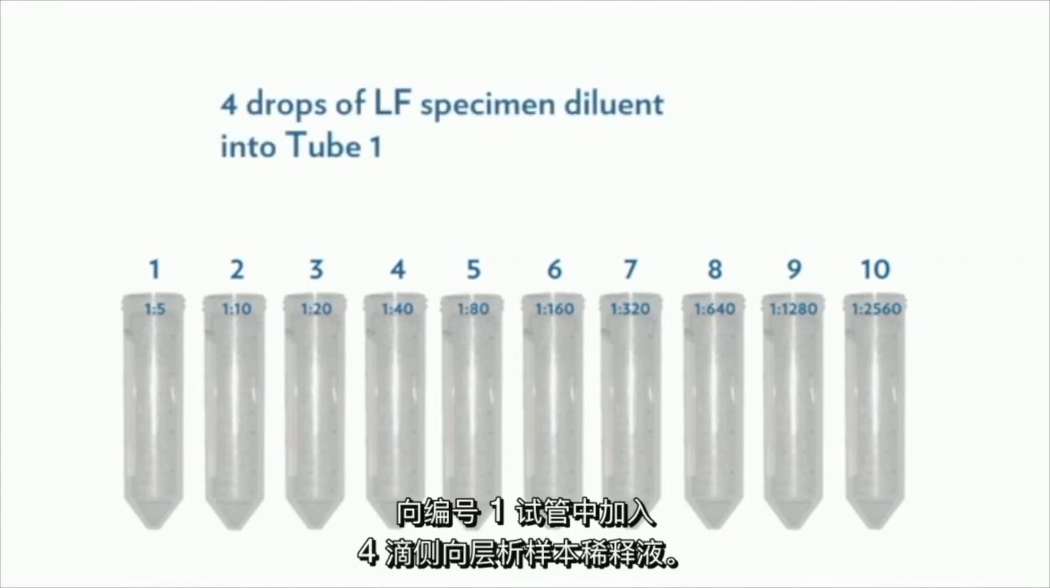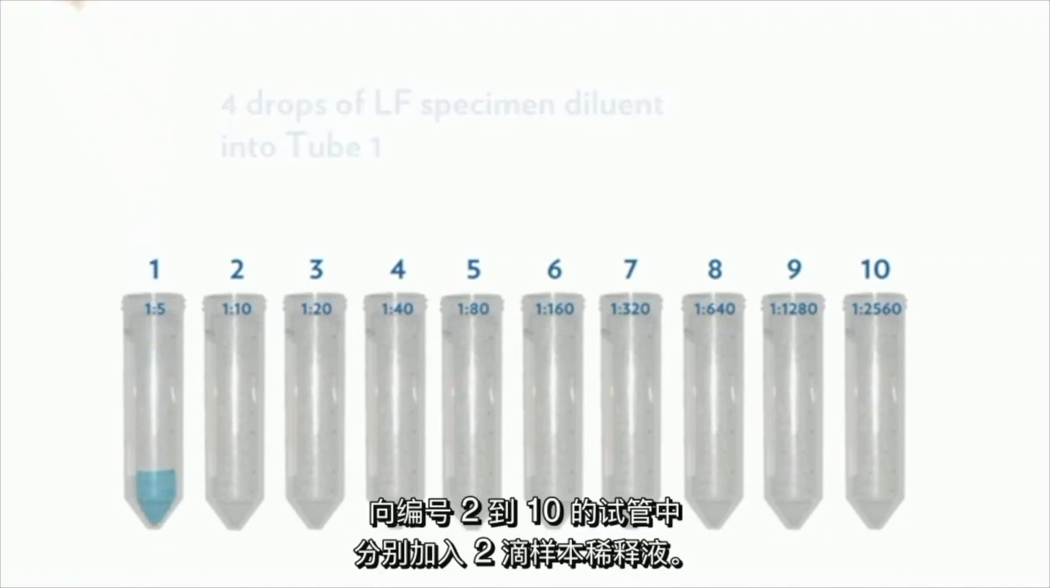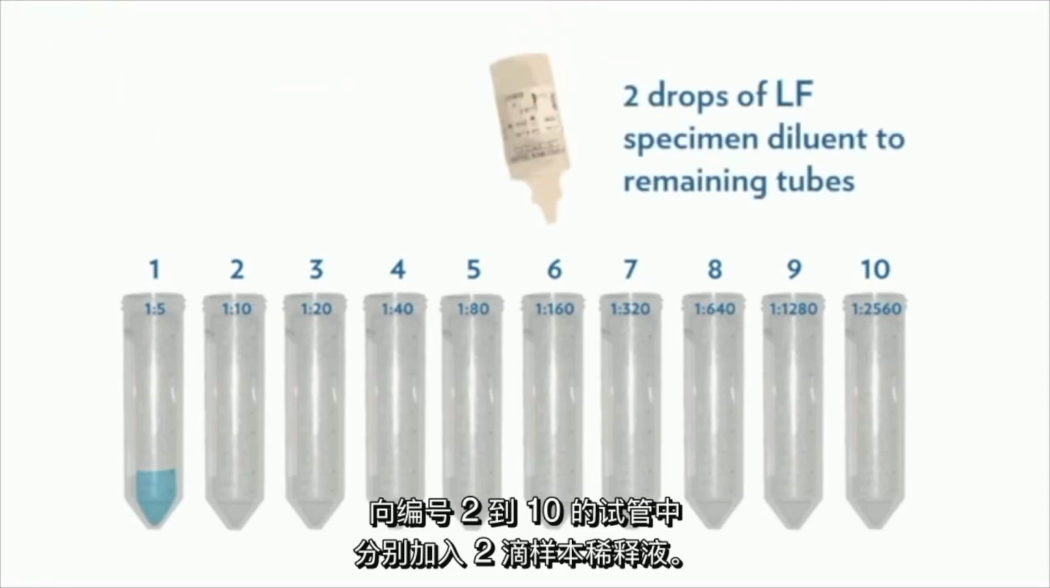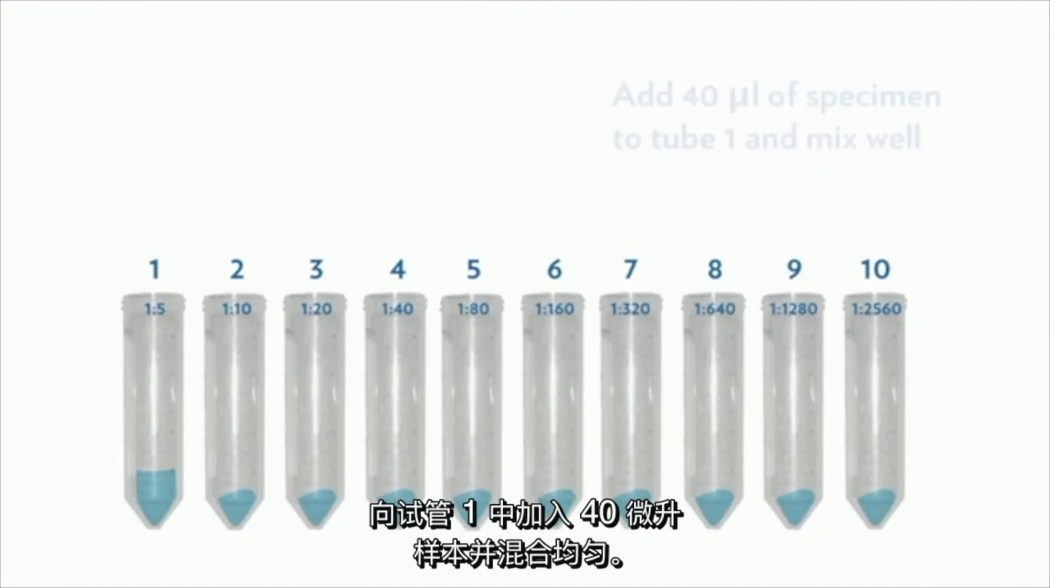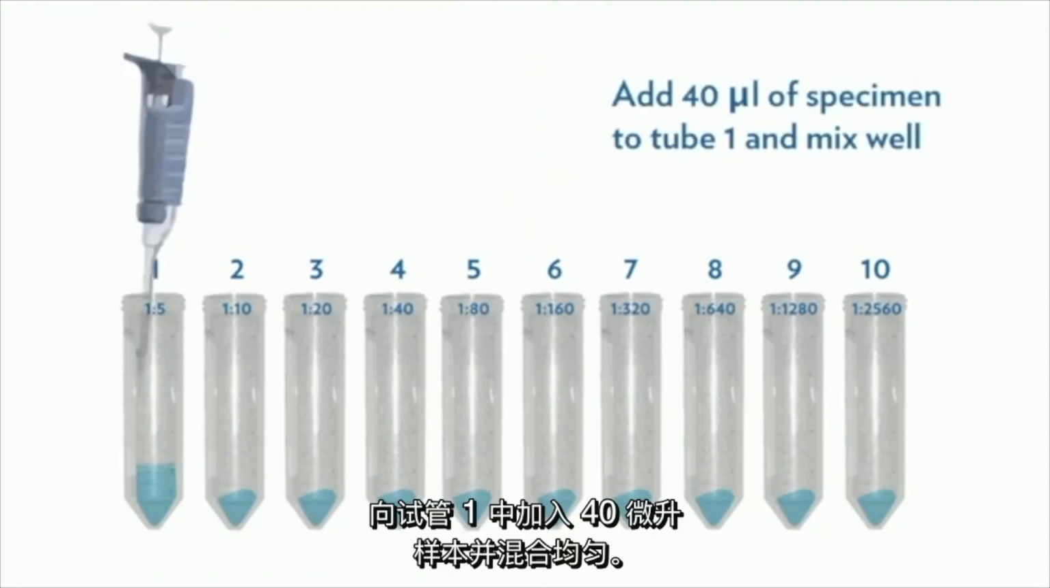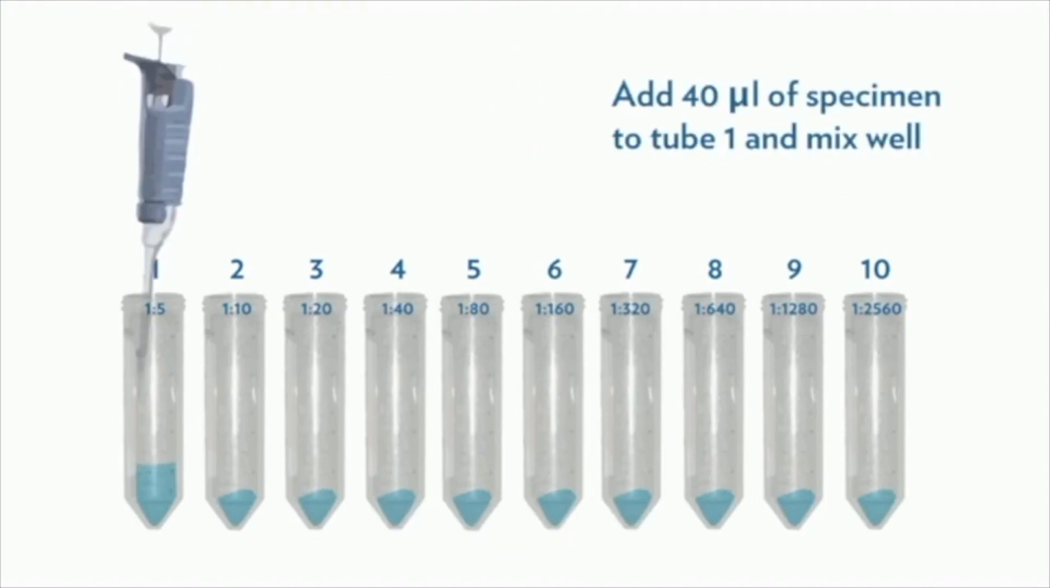Add 4 drops of lateral flow specimen diluent to tube number 1. Add 2 drops of specimen diluent to each of the test tubes labeled 2 through 10. Add 40 microliters of specimen to tube 1 and mix well.